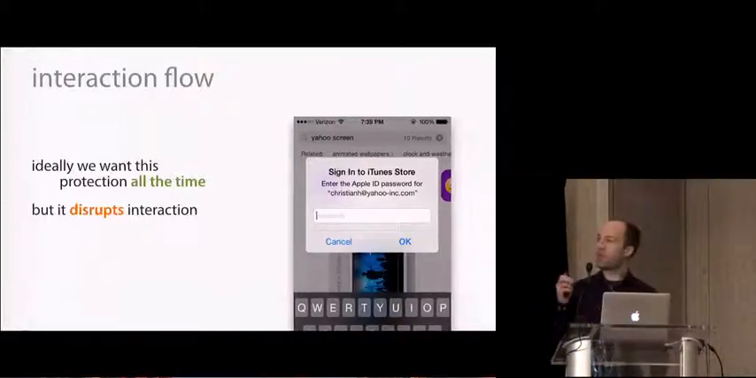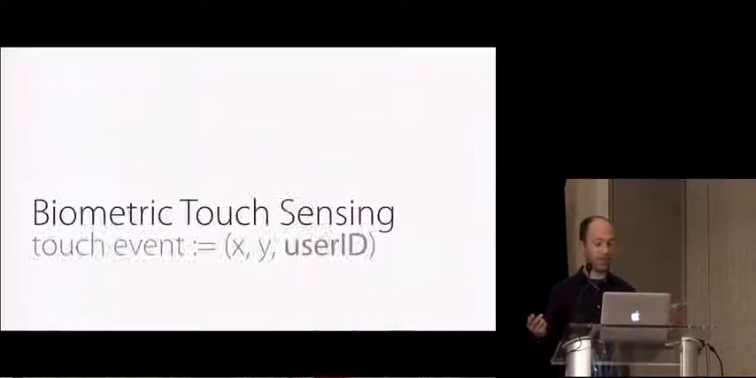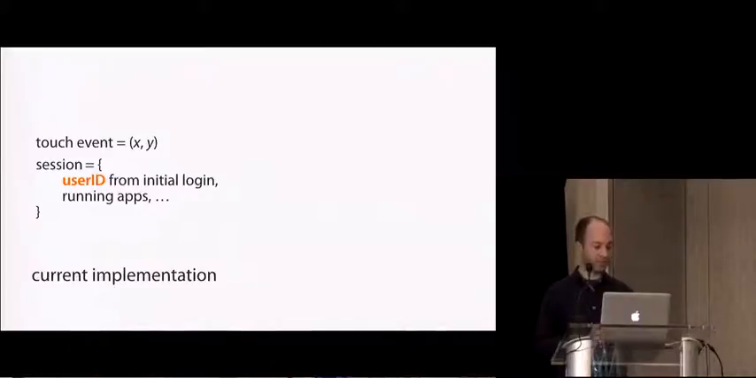So if you think about this, this is exactly what we want. You open email, you should authenticate. You send an email, you should authenticate. You delete something, you should authenticate. But it's really, really disruptive to the interaction, so we don't really like it. It's not very convenient. So with biometric touch sensing, we're seamlessly integrating continuous authentication into regular interaction.